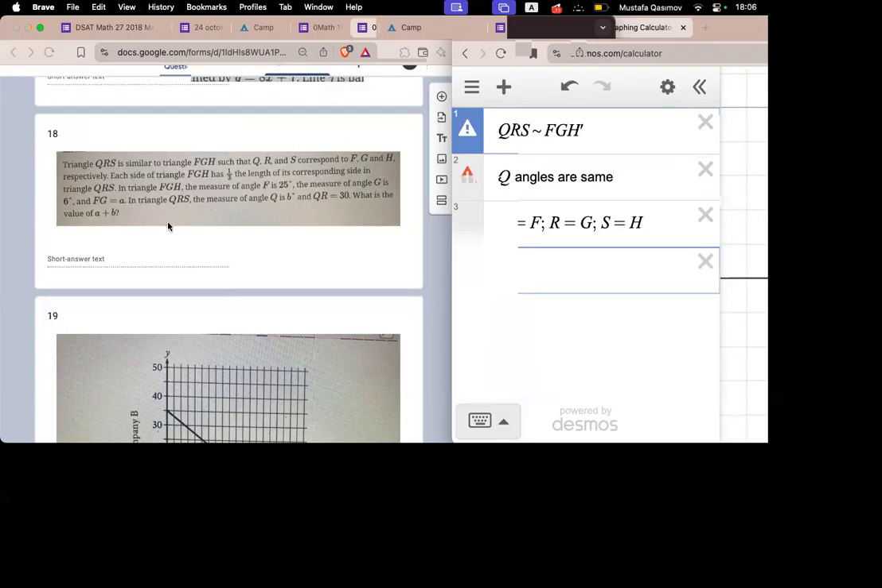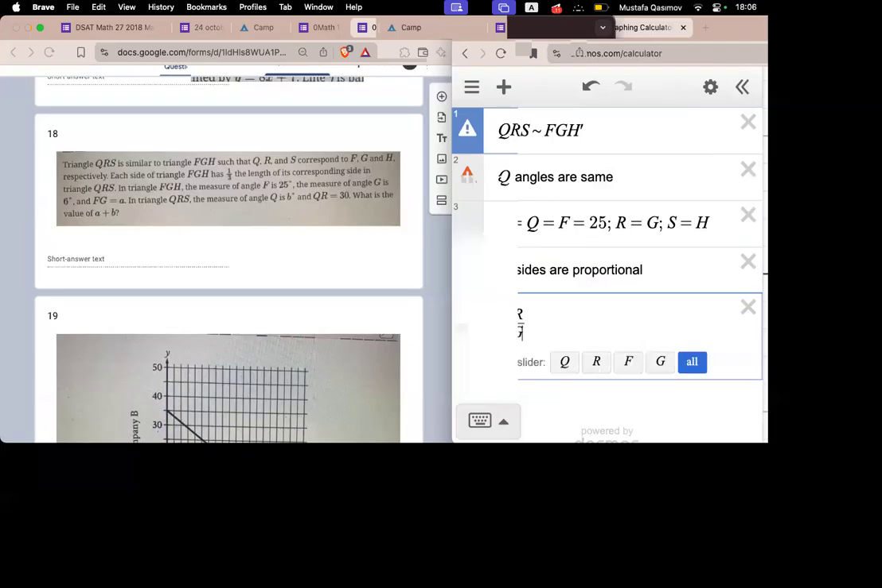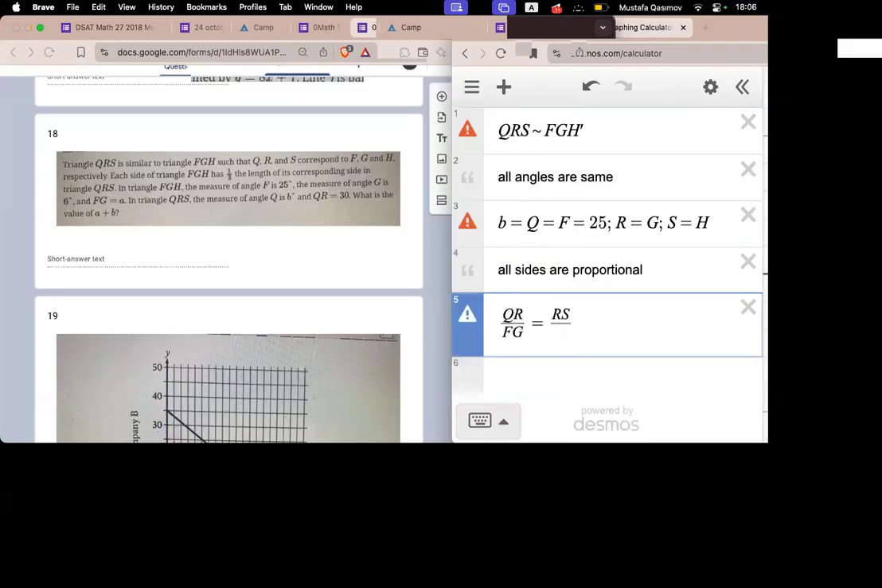Okay, after that it says Q is equal to B. Okay, it is B. And it says F is equal to 25. So from here we can say that B is equal to 25. And also we know all sides are proportional. Proportional means their ratios are the same. Here we write it like that: QR over FG is equal to RS over GH, and it is equal to QS over FH.